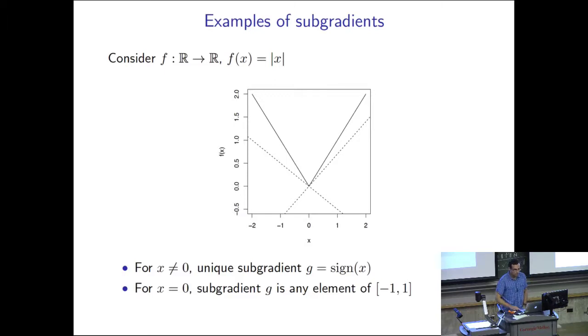Okay, I'm going to go through a bunch of examples to try to build some intuition. As the first example, let's consider the function absolute value of x. It's convex.